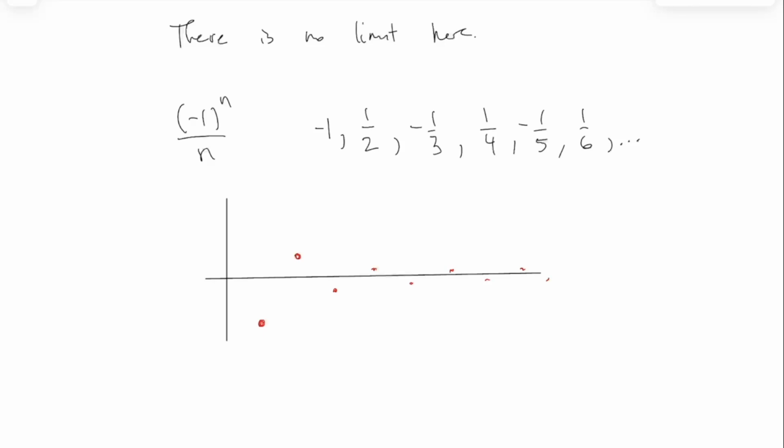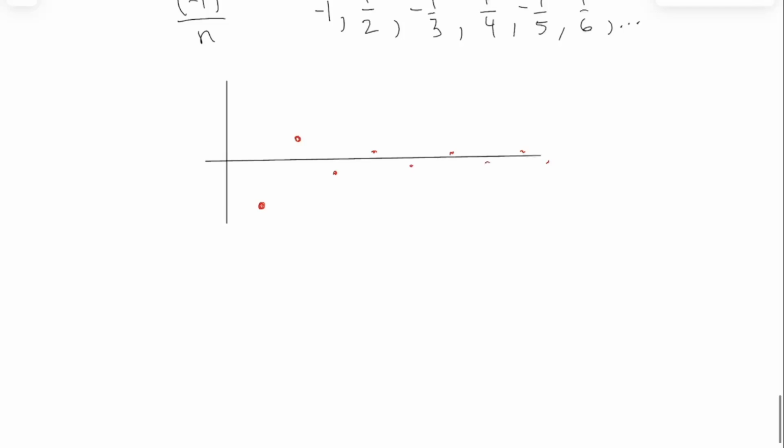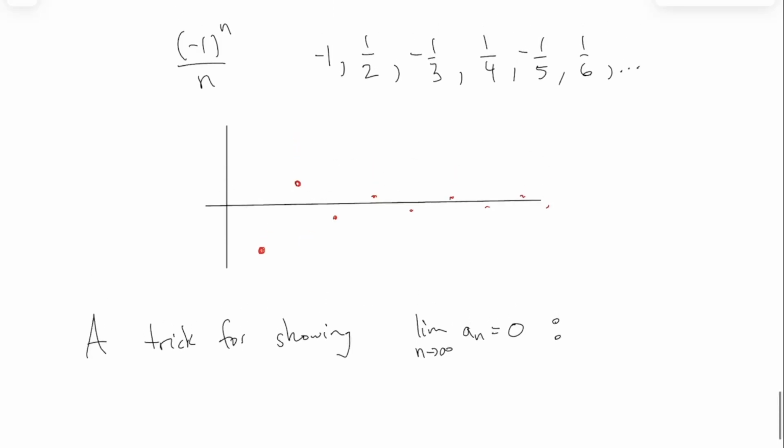Now you can tell this by looking at a graph, but here's a cute trick for showing that the limit of something equals 0, which this one does. Minus 1 to the n over n is what we're talking about. I would like to demonstrate that it approaches 0. The problem is, just like the one we talked about a moment ago, you can't think of this as a continuous function because of the minus 1 to the power n. You can't just change that into minus 1 to the power x. But here's the trick for showing that the limit of a sequence goes to 0.